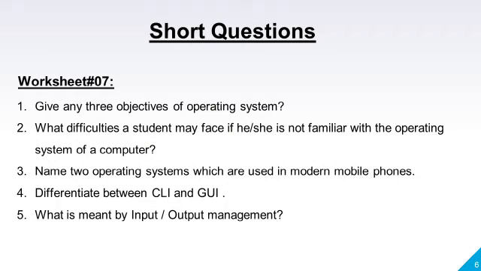Now we are going to discuss worksheet number 7, and our first short question is, give any three objectives of operating system. The main objectives of operating system are convenience and efficiency. It makes the computer more convenient to use. It allows computer resources such as CPU, memory, input output devices and internet to be used in an efficient manner. It can be viewed as a resource manager.